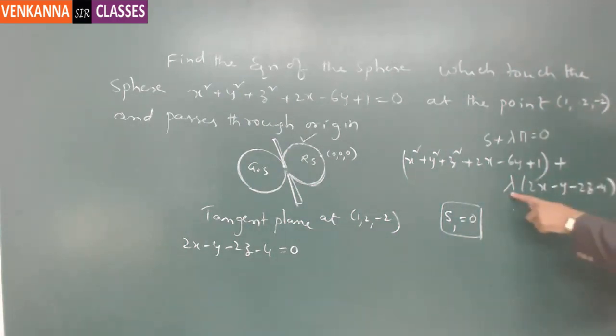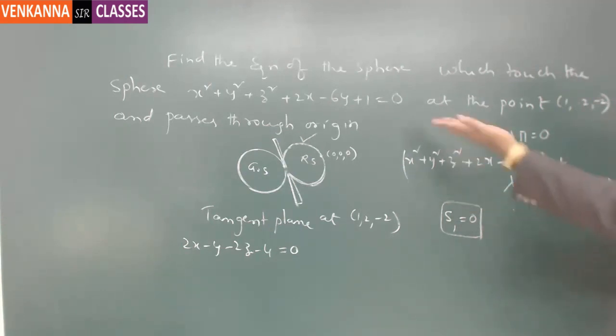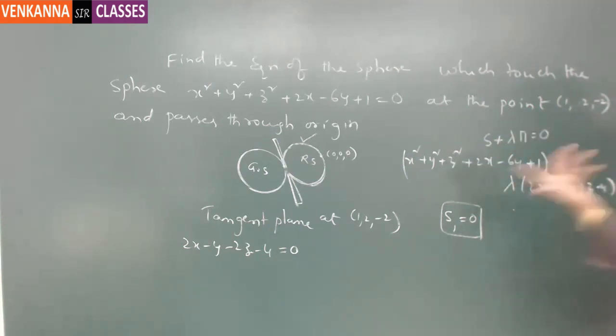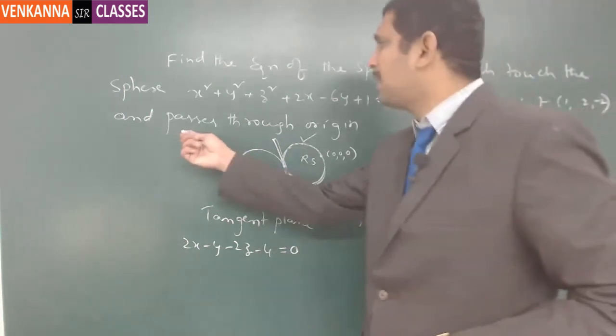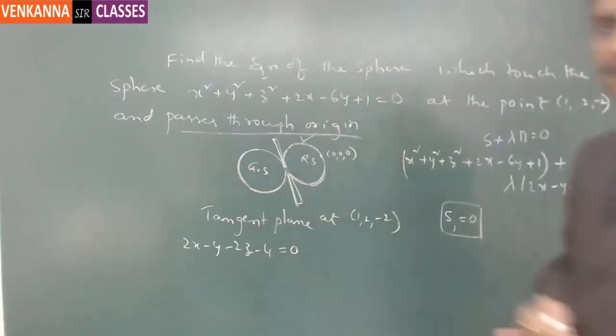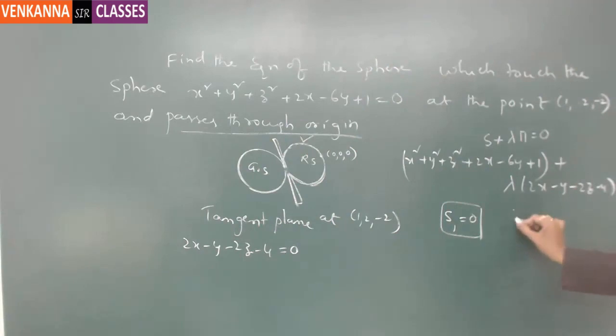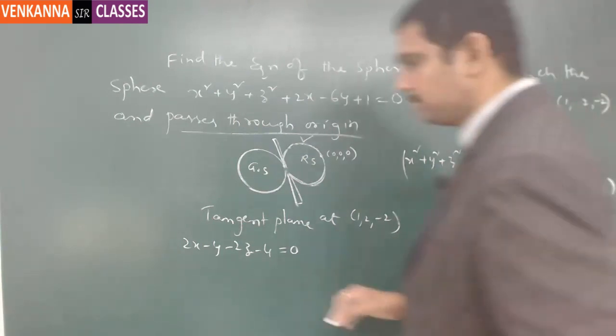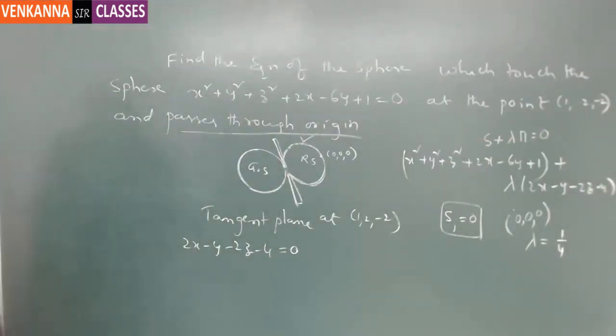In order to determine the value of lambda, the respective condition given in the problem is that the required sphere is passing through the origin. So if you substitute 0, 0, 0 here, you will get that lambda is equal to 1 by 4. Accepted?